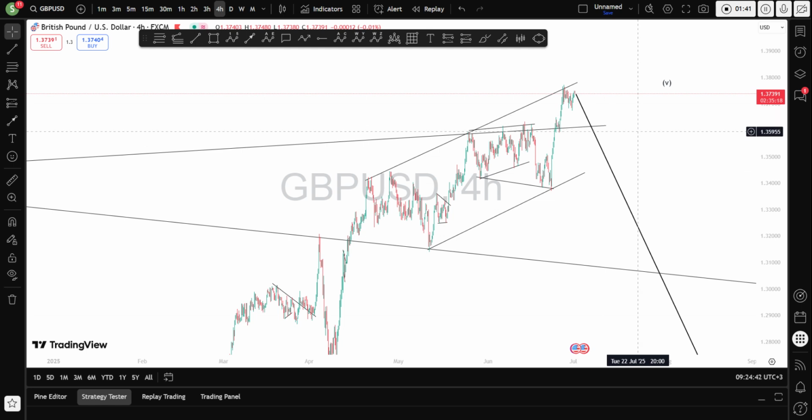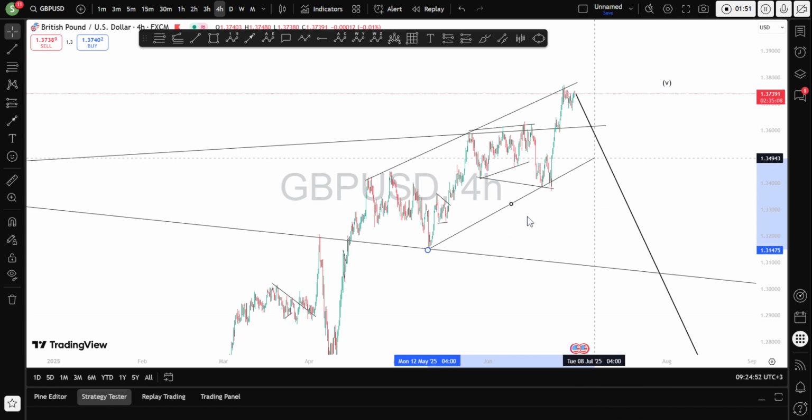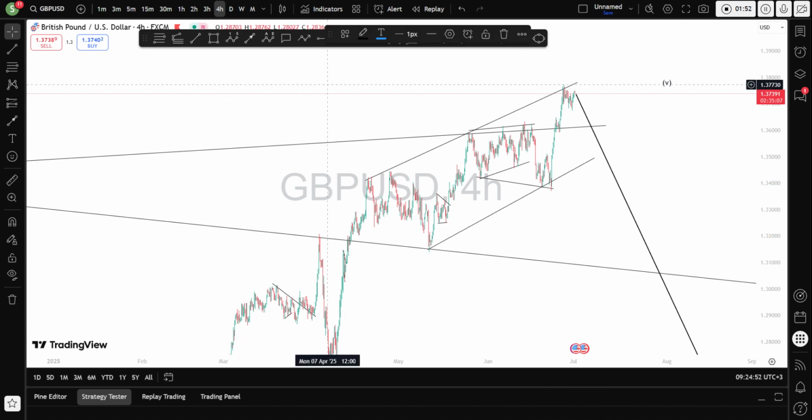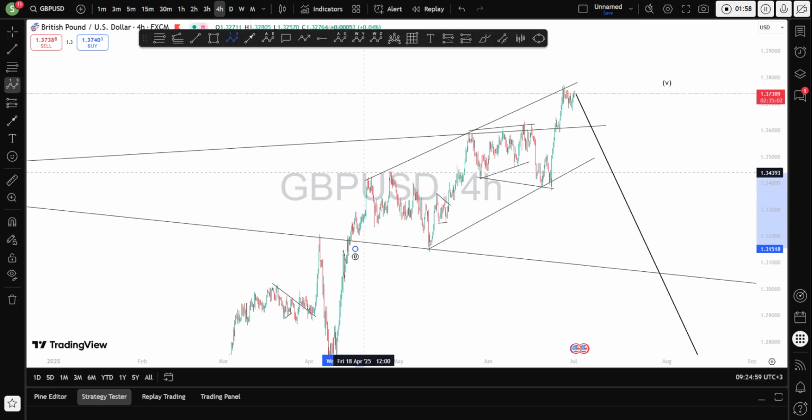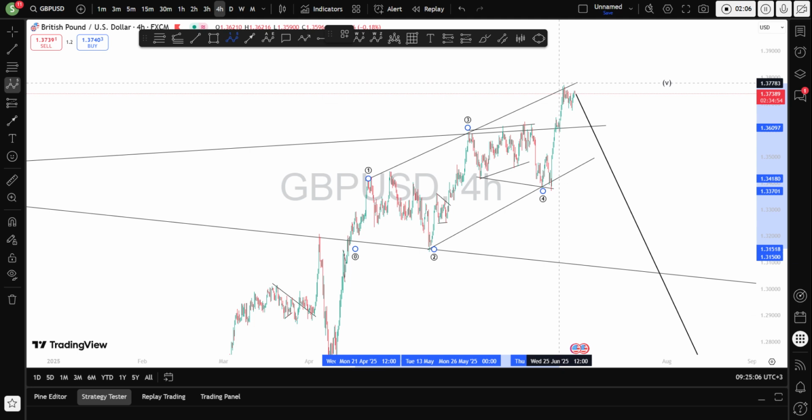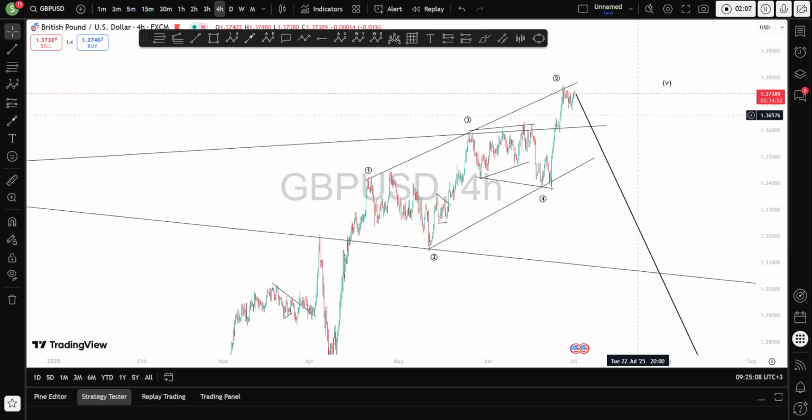Yes, so a wedge or ending diagonal is a signal for a reversal pattern, which a wedge must have 5 touches. We can see 5 touches here. This was 1, 2, 3, 4, 5. So this can be our entry right here.